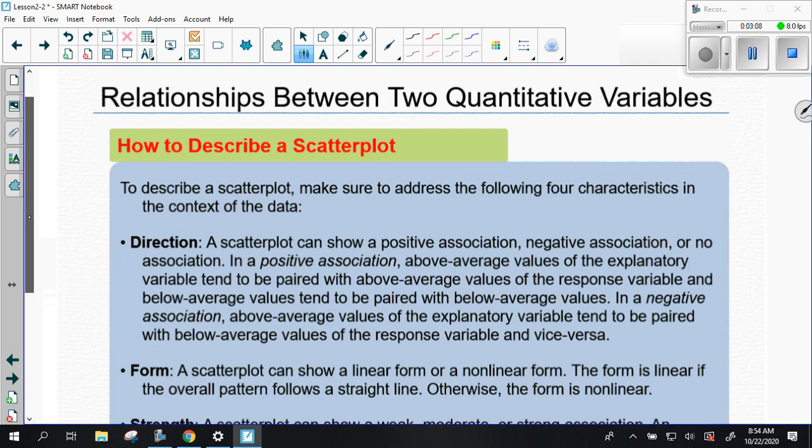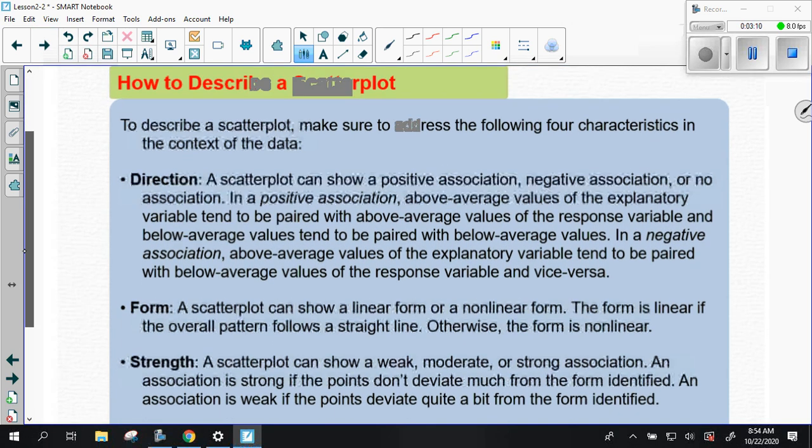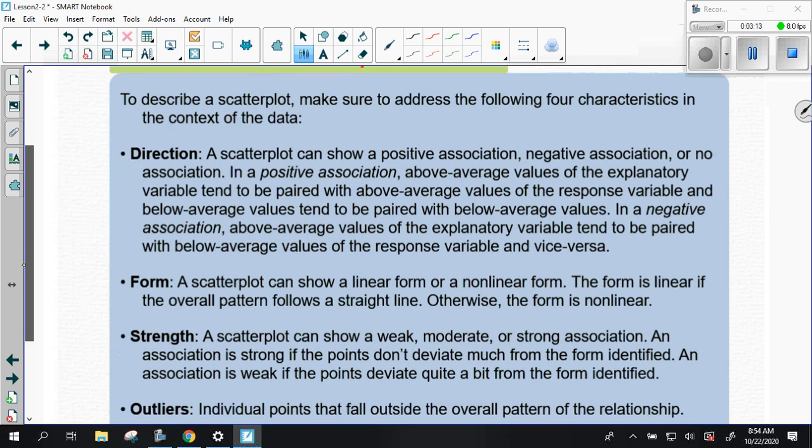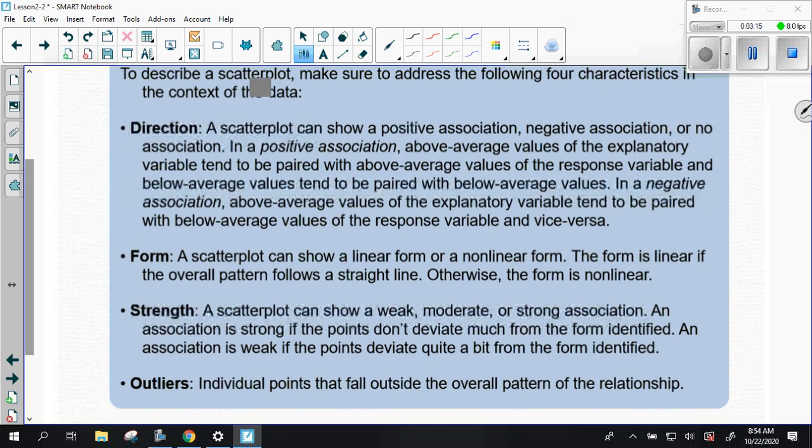If we're going to describe a scatter plot, you need to include all of these. It has to have direction, form, strength, and you need to talk about outliers or anything that falls out of the overall pattern, right? Some extreme values. So remember, if you're being asked to describe, in order to receive full credit, you have to include direction, form, strength, and extreme values. You have to include all of those.